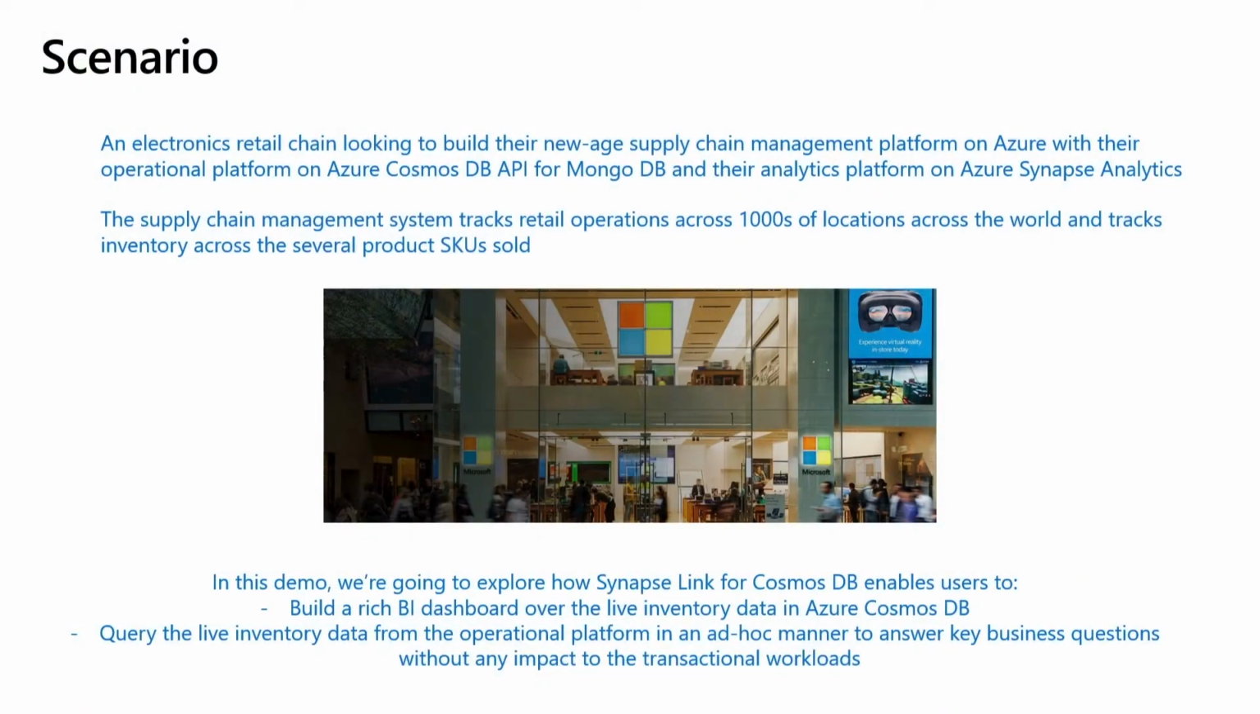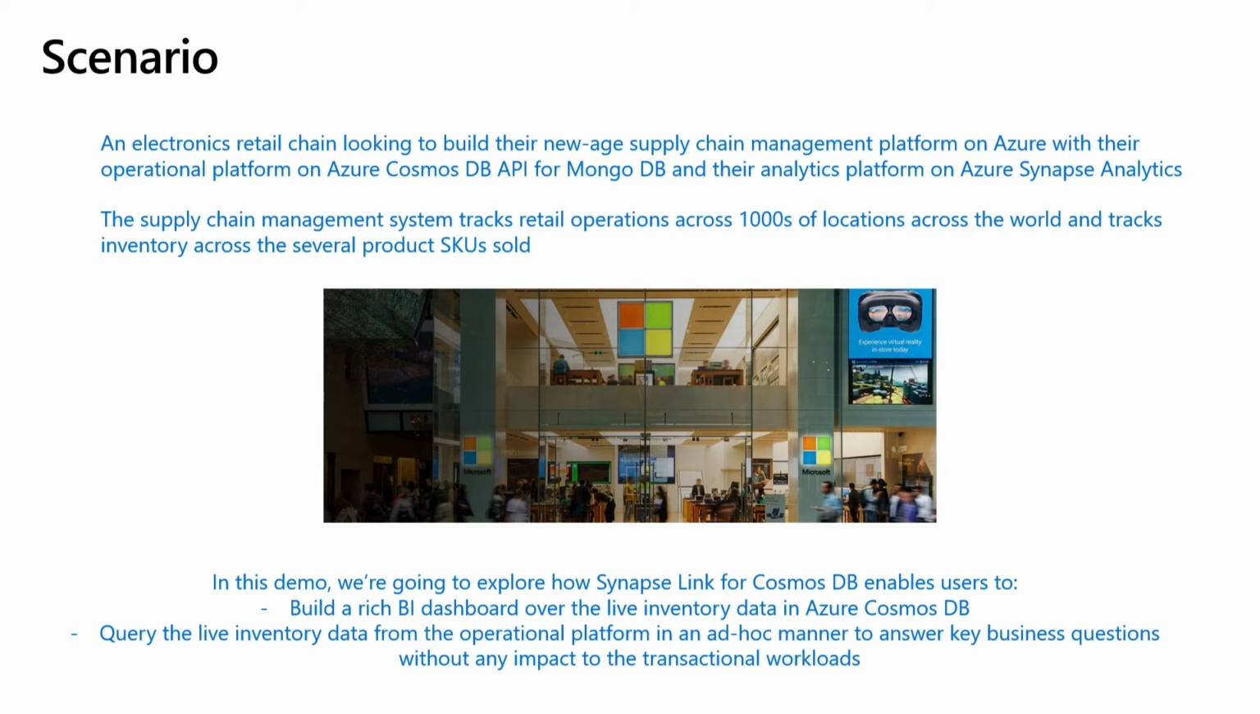In this demo scenario, we're going to take an electronics retail chain looking to build their new age supply chain management platform on Azure, with their operational platform on Azure Cosmos DB API for MongoDB and their analytics platform on Azure Synapse Analytics. We're going to explore how Synapse Link for Cosmos DB enables users to build rich BI dashboards over the live inventory data in Cosmos DB, as well as query this data in an ad hoc manner to answer key business questions without any impact to the transactional workloads.